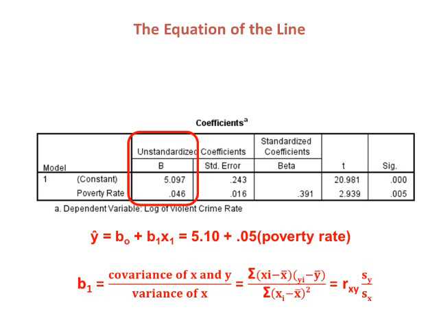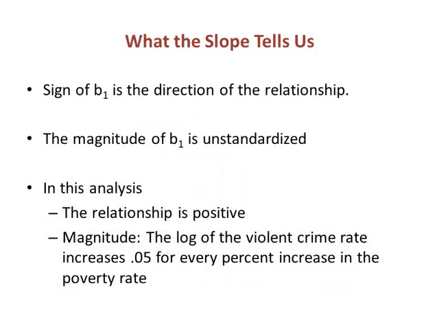The slope can also be determined by multiplying the Pearson's R for x and y, here symbolized R with the subscript xy, by the ratio of the standard deviation of y divided by the standard deviation of x. The slope gives us both direction and magnitude. The sign of B1 is the direction of the relationship. B1 has a magnitude, but it is unstandardized. The slope tells us that the direction is positive, that is, the log of the violent crime rate increases as poverty increases. The unstandardized magnitude is the rise over the run. The log of the violent crime rate increases 0.05 for every percent increase in the poverty rate.